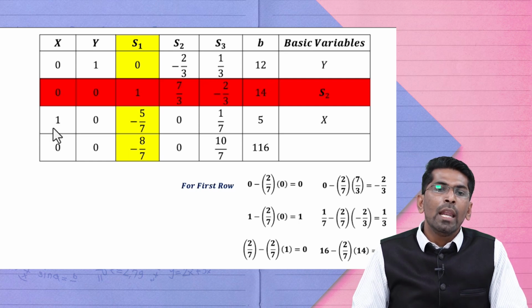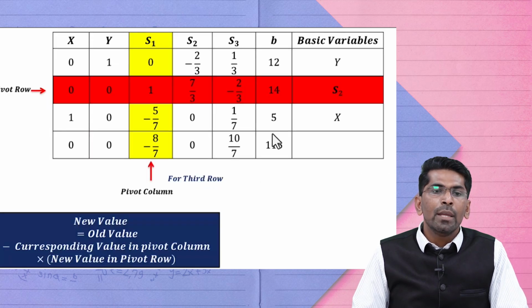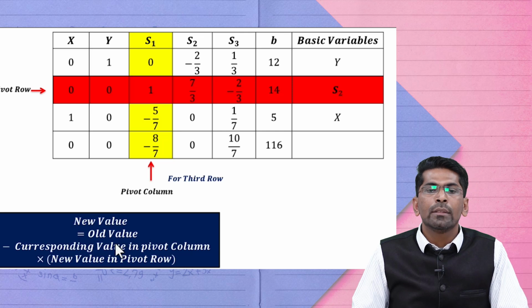Similarly, we are going to calculate the new values for the third row, using the same formula, that is the old value minus the corresponding value in the pivot column into the new value in the pivot row.